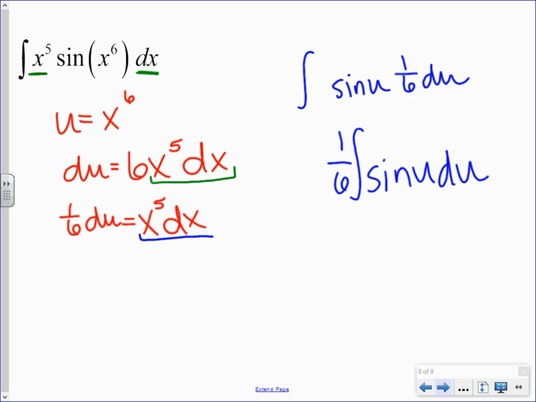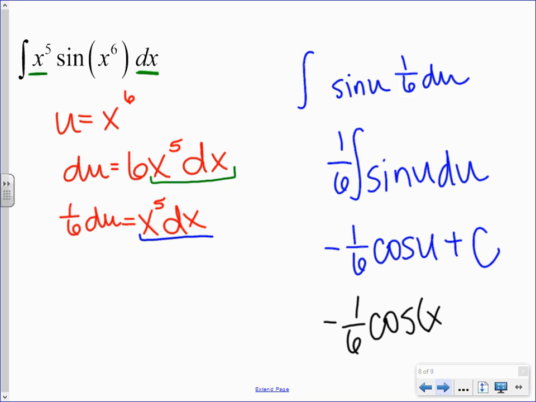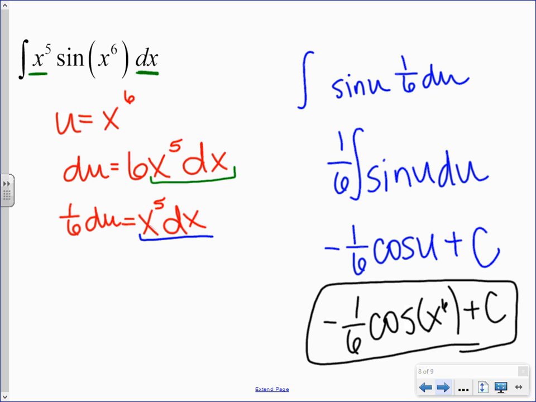Okay. Sandy, what's the antiderivative of sine? Negative cosine. So we have negative 1/6 cosine of u plus c. So as our final answer, we're going to have negative 1/6 cosine of x to the 6th plus c. What do you think? Kind of a neat trick, right?